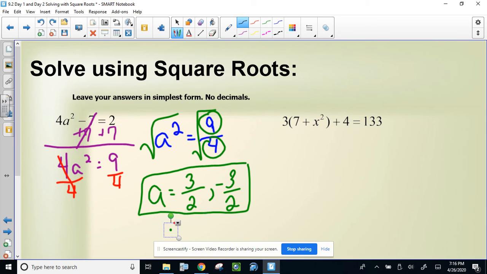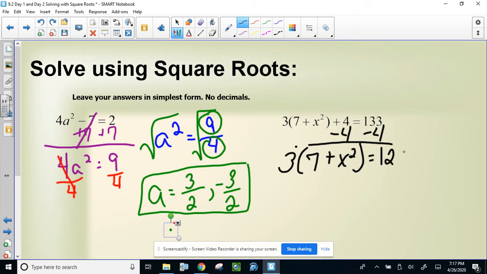So on this one, we're going to undo our order of operations. So we can do this a couple of different ways. I'm actually going to just undo like we've been doing. So my first step is going to be to subtract my 4. So 133 minus 4. So I have 3 parentheses, 7 plus x squared equals 129.